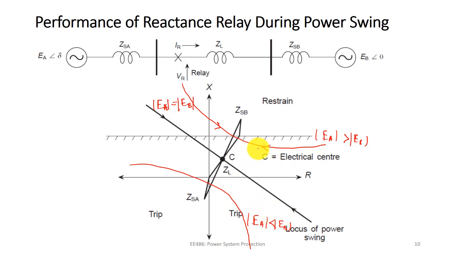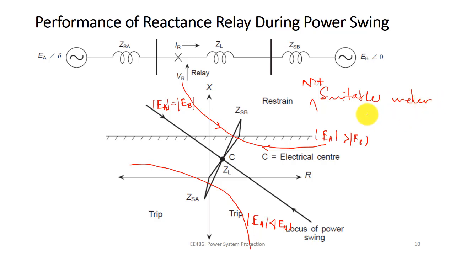Now from these characteristics we can easily find where the ZR is lying, and from that we can find the XR. In fact, the lower curves give this when EA is less than EB, and also for EA equal to EB, most of the portion lies in the trip region. So therefore, under the power swing condition, this relay is not at all suitable. It will always give a trip command to the circuit breaker, right? So it is not at all suitable under power swing condition.